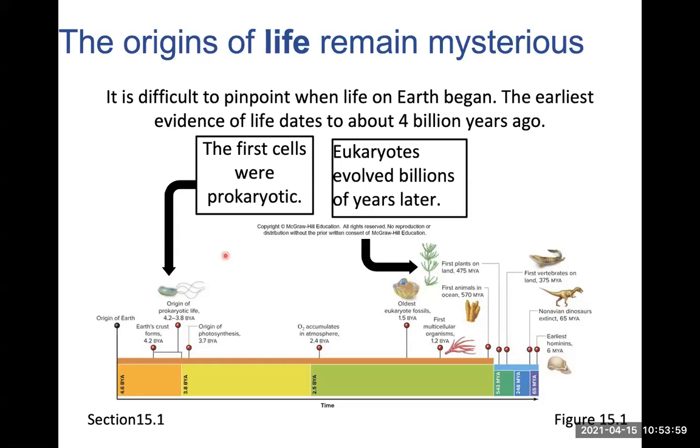So it's difficult to pinpoint exactly when life began on Earth. They are basing that on the first fossil they found, which was stromatolite. So the evidence that we have is about 4 billion years ago. That's what they can date it back to. So if on the exam, I ask you a question, when life on Earth might have started, you can give me an estimate of around 4 billion years.